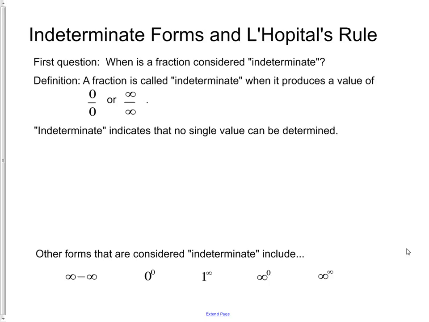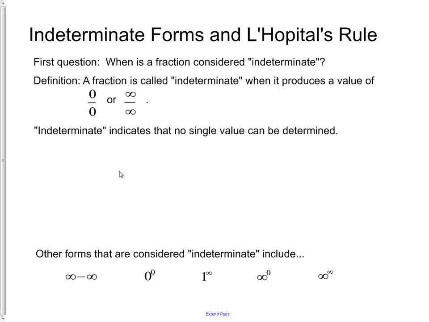Hello everybody, let's talk about indeterminate forms and another rule that we have for evaluating limits called L'Hopital's rule for examining those limits. The first question is we need to remind ourselves, what was it that made a fraction indeterminate? Well, we had stated that a fraction is called indeterminate when it produces a value of 0 over 0 or infinity over infinity the last time that we discussed this.